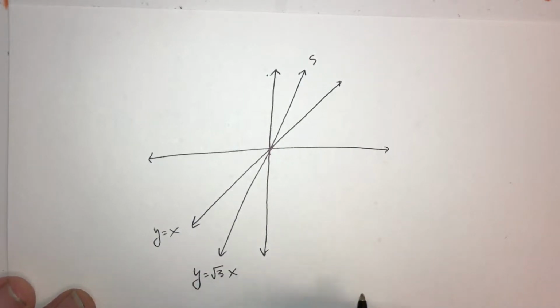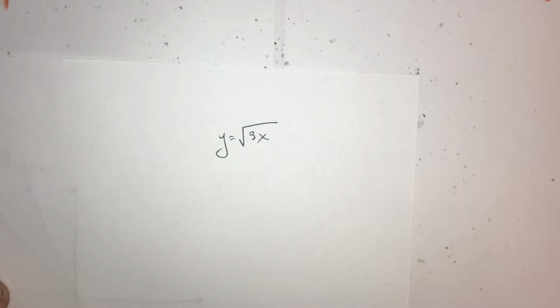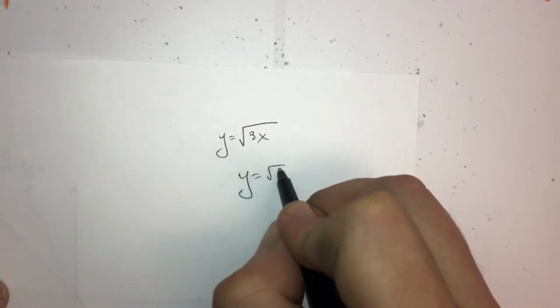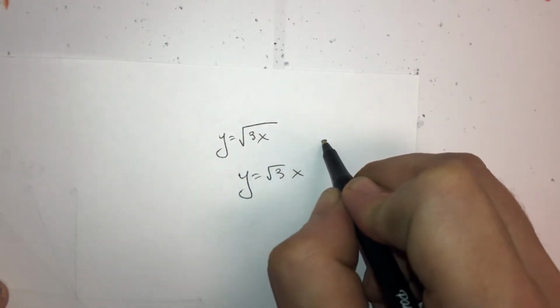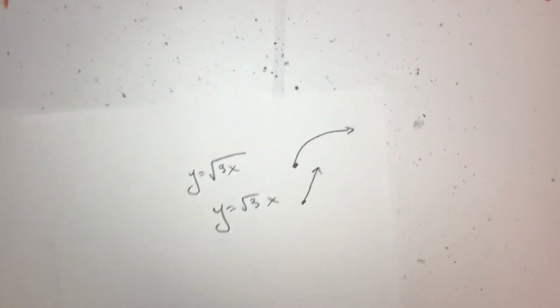I had some students that got some weird stuff because they put in something that's not the same function as y equals root 3 times x. This function starts at the origin and goes like this. This function starts at the origin and is a line.